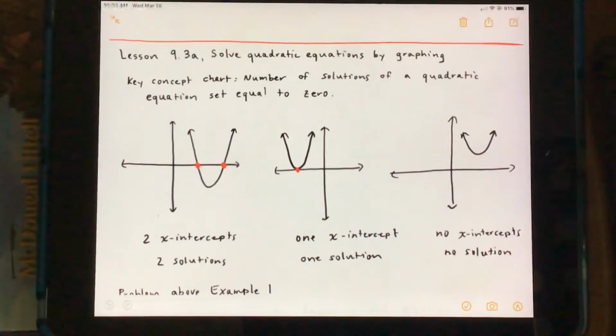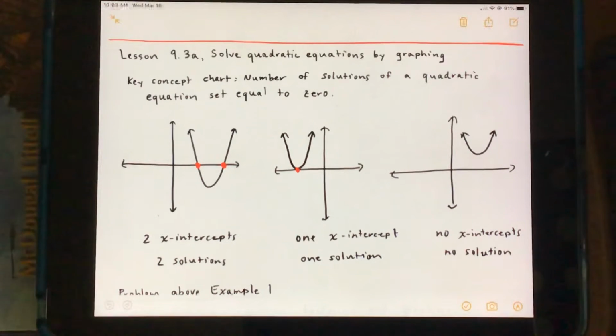Hello, period 6. We'll be going over the guided practice problems for lesson 9.3a, solve quadratic equations by graphing. We're going to start with making a key concept chart so that we can see how the parabola graphed on a coordinate plane relates to the number of solutions that that quadratic equation set equal to 0 will have.